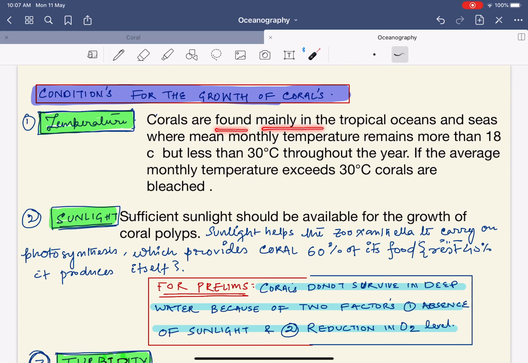Corals are found mainly in the tropical ocean and the seas where the mean monthly temperature remains more than 18 degrees centigrade but less than 30 degrees centigrade throughout the year. Means the mean average temperature is 18 to 30 degrees centigrade. Below it, corals won't survive. Above it, corals won't survive.